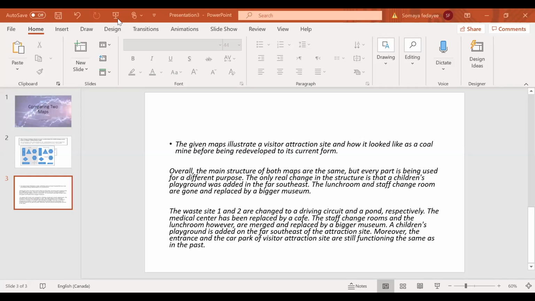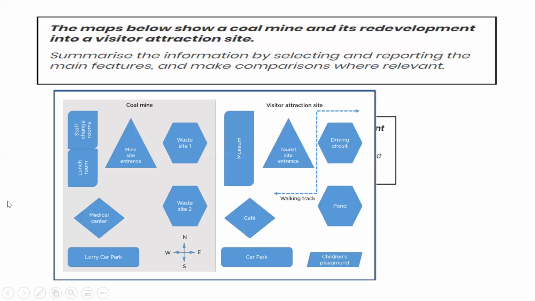Okay, guys, so welcome to today's lesson, which is two maps. How to write the two maps in the writing task 1 of the exam. So let's go and I will show you an example only. So this one, it's a pretty easy map. It says that the maps below show a coal mine and its redevelopment into a visitor attraction site. So it was a coal mine, but it has changed to a visitor attraction site.